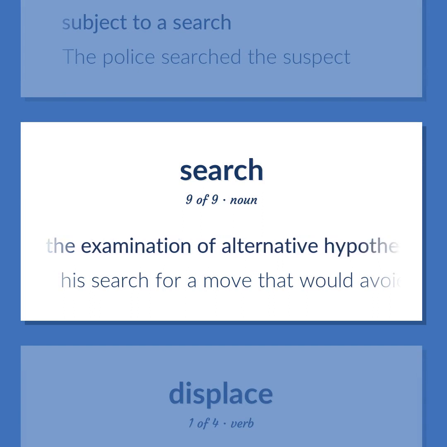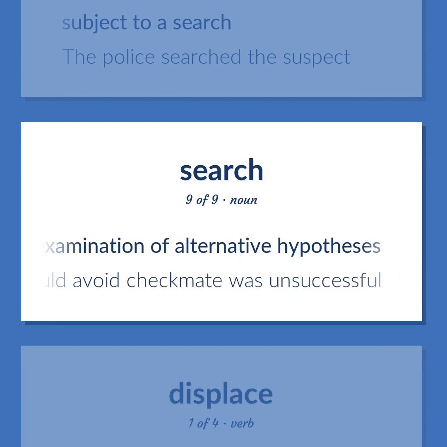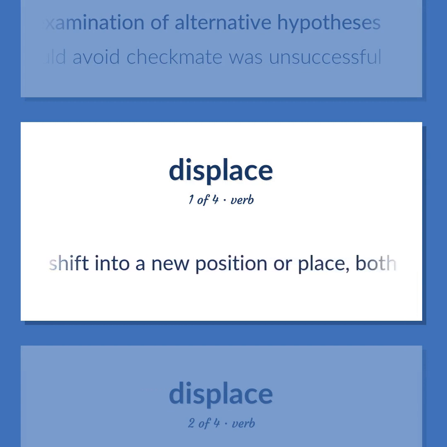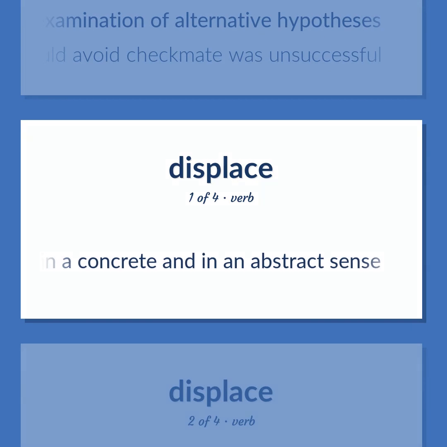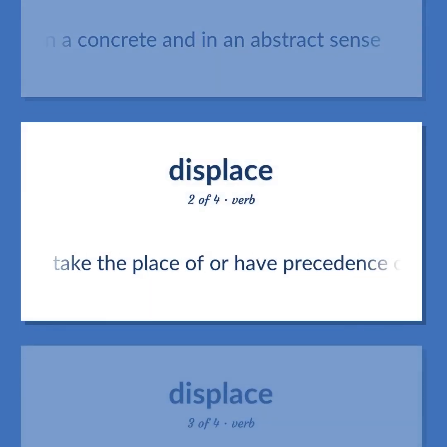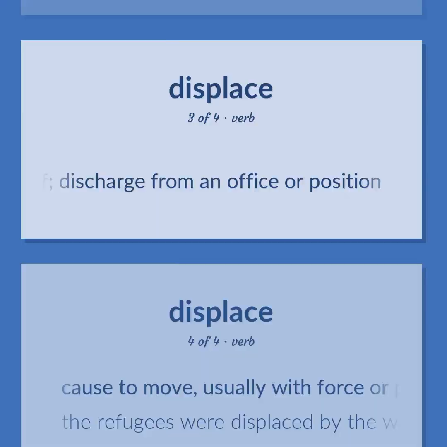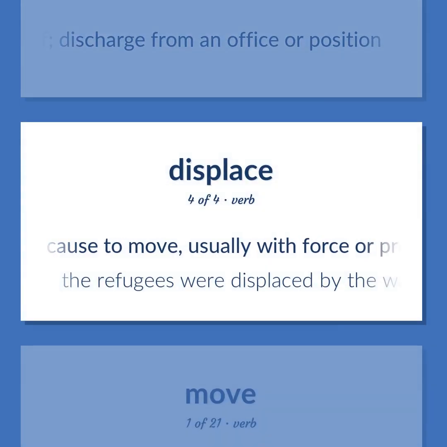The examination of alternative hypotheses. His search for a move that would avoid checkmate was unsuccessful. Cause to move or shift into a new position or place, both in a concrete and in an abstract sense. Take the place of or have precedence over. Terminate the employment of. Discharge from an office or position.